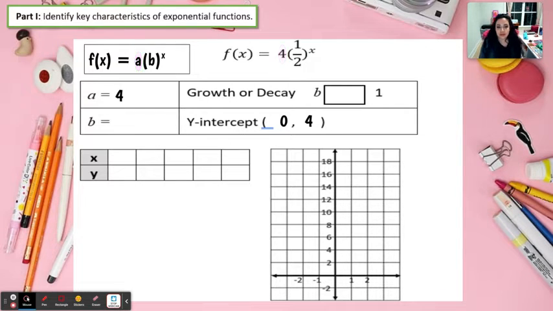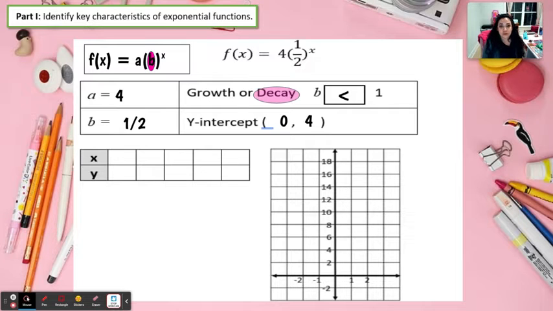Okay. So now let's move on to the next part of our equation, which is b. b is the base number that is being raised to the power. So it is the number right next to the exponent, in this case, 1/2. So b equals 1/2. 1/2 is less than 1, so b is less than 1. Because b is less than 1, this means this is a decay.